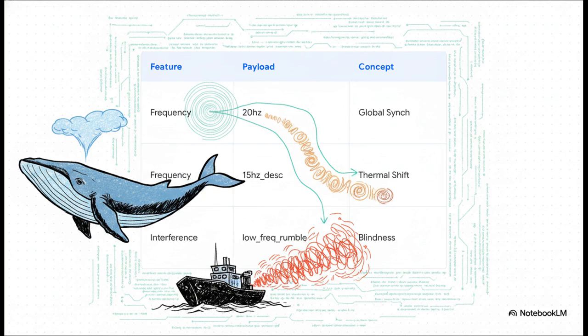Similarly, let's examine the Cetacean Matrix Dictionary. Here, acoustic biology is parsed into triggers. A whale emitting a 20 Hz frequency is mapped as a global sync trigger. A 15 Hz descending frequency maps to a thermal shift. But, and this is super interesting, it also accounts for environmental friction. Check out that bottom row. Human acoustic interference, like a low frequency rumble, is explicitly flagged by the code as a trauma code called shipping blindness. So the dictionary isn't just parsing natural communication, it's also actively parsing unnatural disruption.